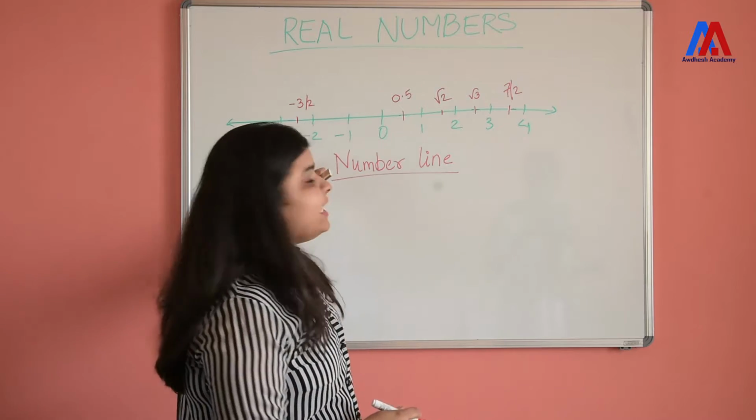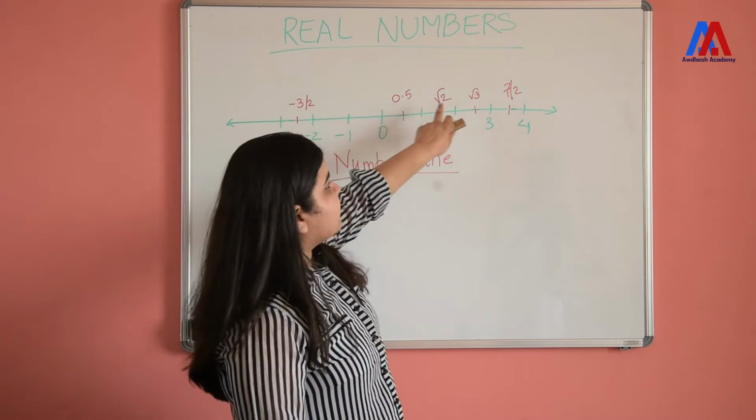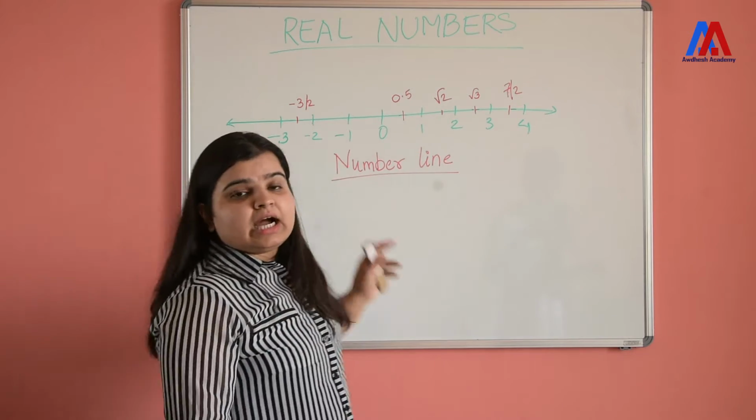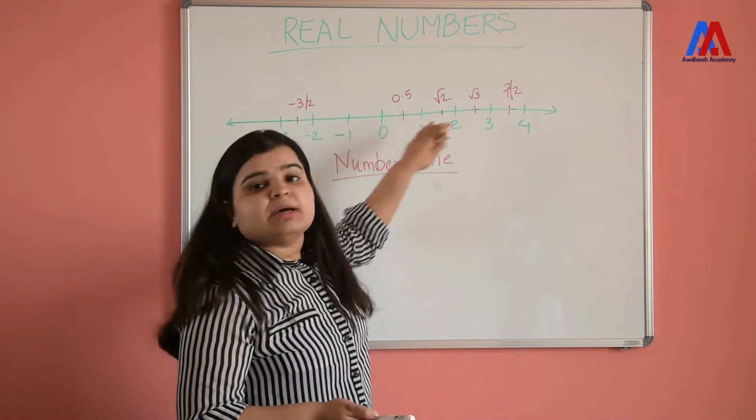Like we have a number line here. The minus 3 by 2, 0.5, root 2, root 3, 7 by 2, all the integers on the number line are all real numbers. That is because they can be expressed on the number line.